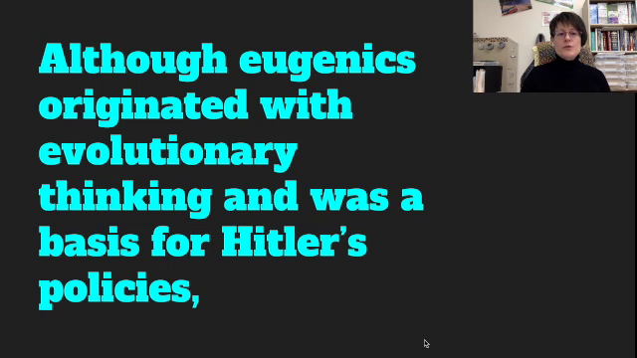Now, although eugenics originated with evolutionary thinking, it was the basis for Hitler's policies. Hitler was out to purify the races. He wanted to get rid of bad races, which included the Jews and Gypsies and other groups as well, to purify the human race. And in fact, he was even working on making a superior human race by breeding individuals with qualities that he considered to be superior.